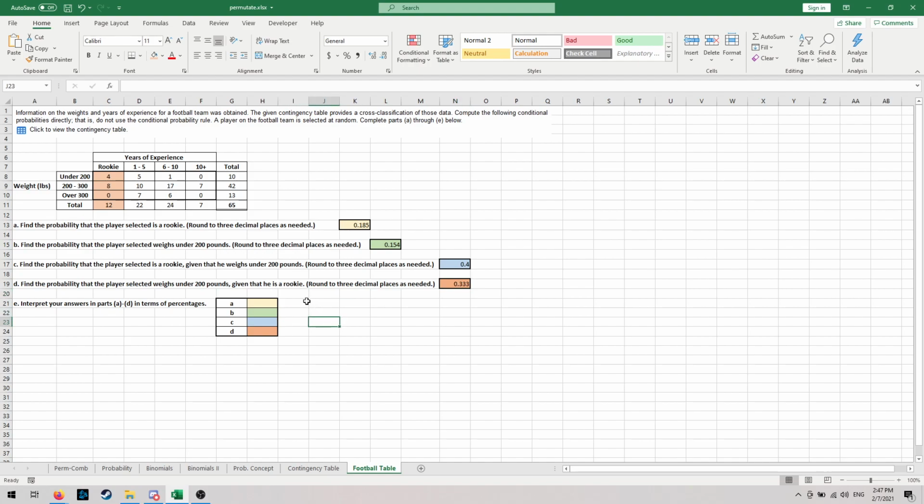So finally, we're asked to interpret these answers as percentages, and to convert these numbers to percentages, all we have to do is multiply by 100. So if we multiply this by 100, we're going to get 18.5. If we multiply this by 100, we're going to get 15.4. Remember how I said this was 40%? When we multiply it by 100, we can see it's 40%. And then if we multiply this by 100, we can see it's 33.3%, and this is repeating, so it's 1/3 almost exactly. And that's this whole question. That's how you would interpret the contingency table.